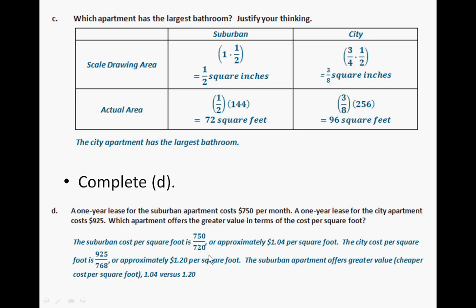So figuring that out, $750 over 720 square feet is $1.04 per square foot. And if you do the same thing for the city apartment, 925 over 768 is $1.20 per square foot. Therefore, the suburban apartment offers a greater value. That means it's cheaper, $1.04 versus $1.20.